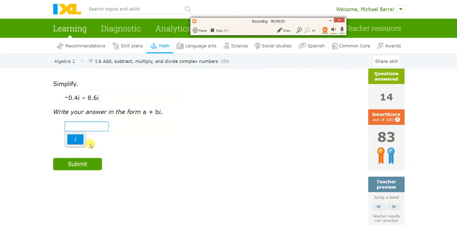This is nothing weird. Negative 9i. Right? Negative 0.4, negative 8.6. That takes me to a negative 9.